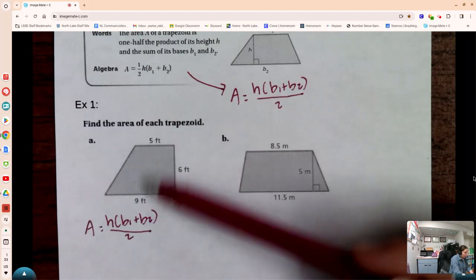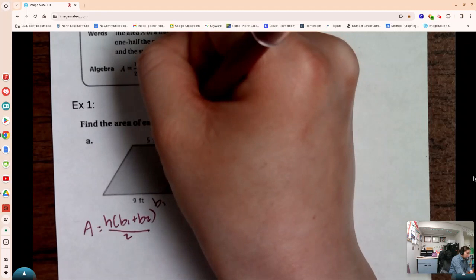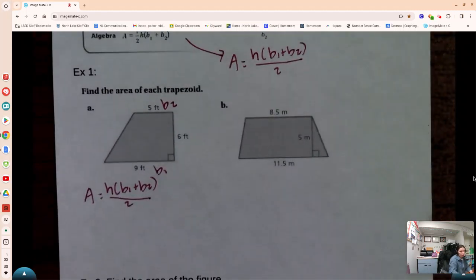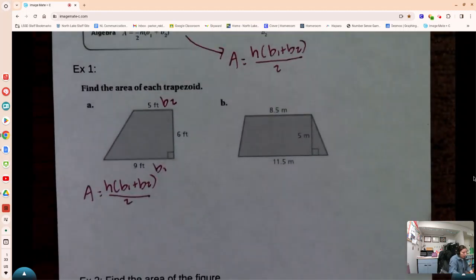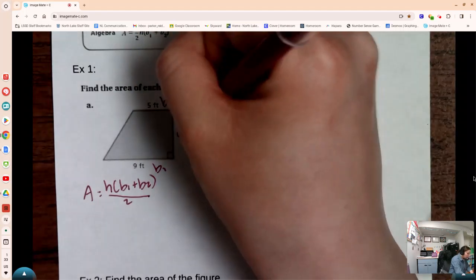And those are the 2 parallel sides, so 9 feet and 5 feet. It doesn't matter which is base 1 and which is base 2 because in addition, the order does not matter. And then the height is always that line that's going straight between the 2, which is 6 feet.